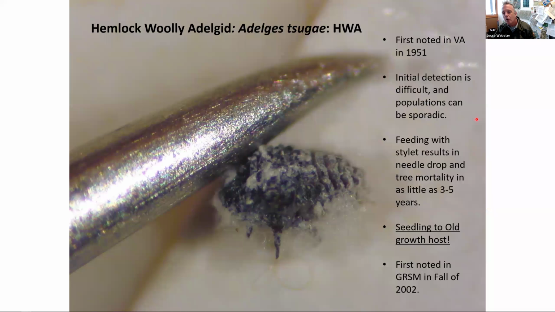What's key for land managers and the public as well is that initial detection is very difficult in low numbers. They're typically found higher up in the canopy. Again, mortality can come in as little as 3 to 5 years, depending on multiple factors. Highly important is that they affect seedlings through to old growth hosts, right?